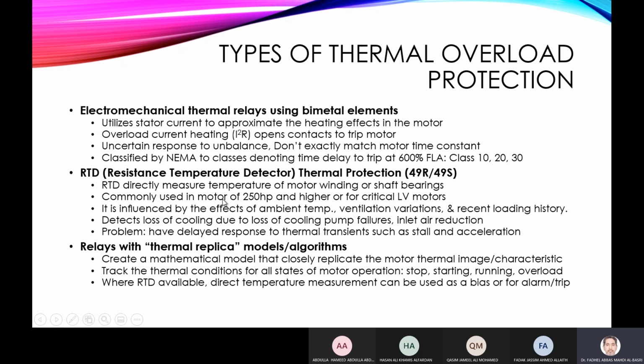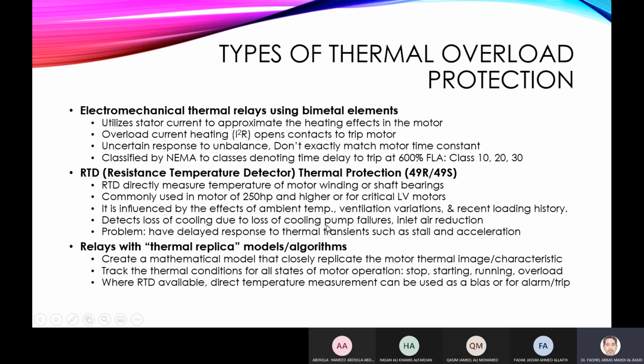For the rotor, if it is a squirrel cage, you cannot have these sensors. Okay. Normally this is commonly used for motors more than 250 HP and above, and for critical motors, to measure the hot spots in the motor.